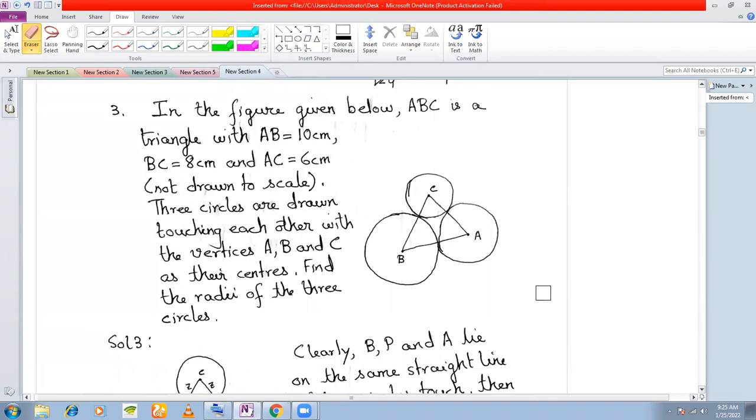Look at this very interesting question here. In the figure given below, ABC is a triangle with AB equal to 10 centimeters. So this length is given to you as 10. BC as 8 centimeters. So this length is given to you as 8 centimeters. And AC as 6 centimeters.